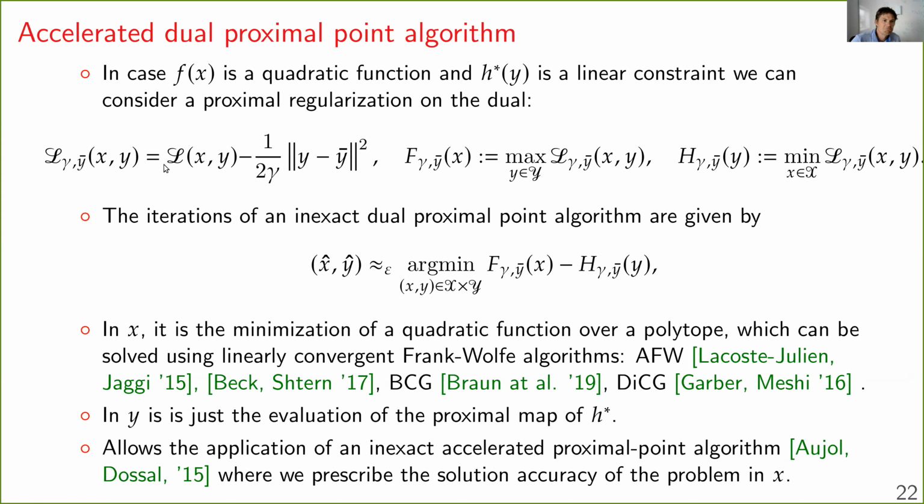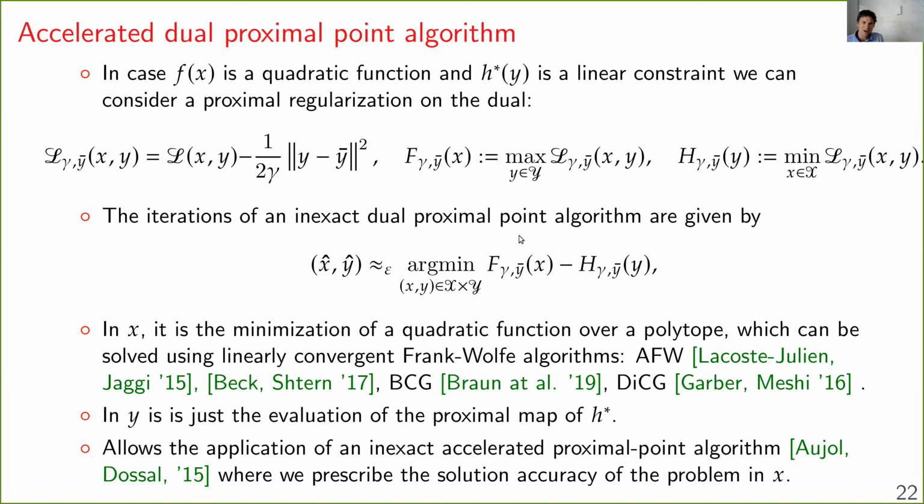And for this regularized saddle point problem, just on the dual, we can again compute a primal problem, and we can compute a dual problem. And now if we consider just a proximal point algorithm on the dual problem, just on h gamma y bar of y, it turns out that still an intermediate primal variable is needed, and therefore you can again write it down as a sort of primal-dual algorithm.